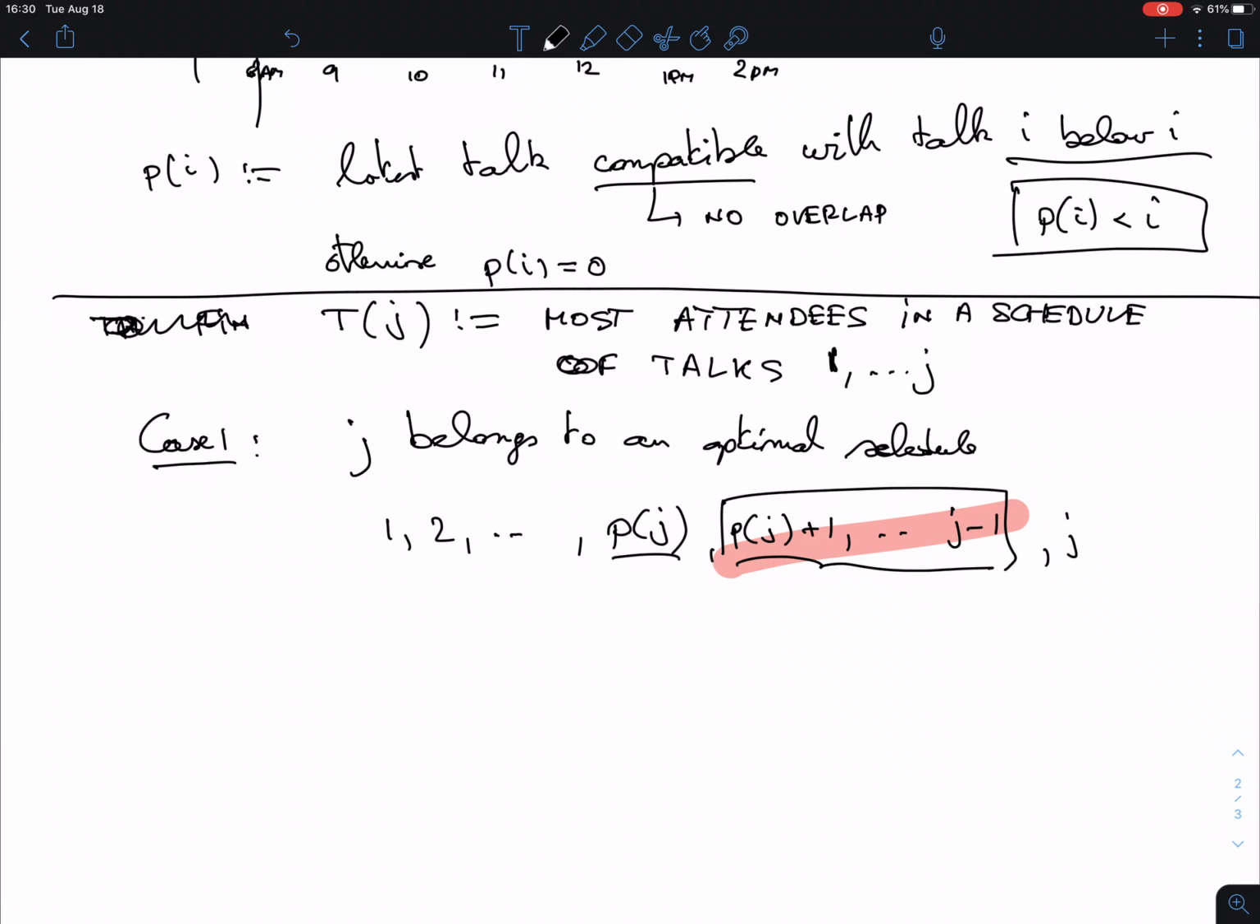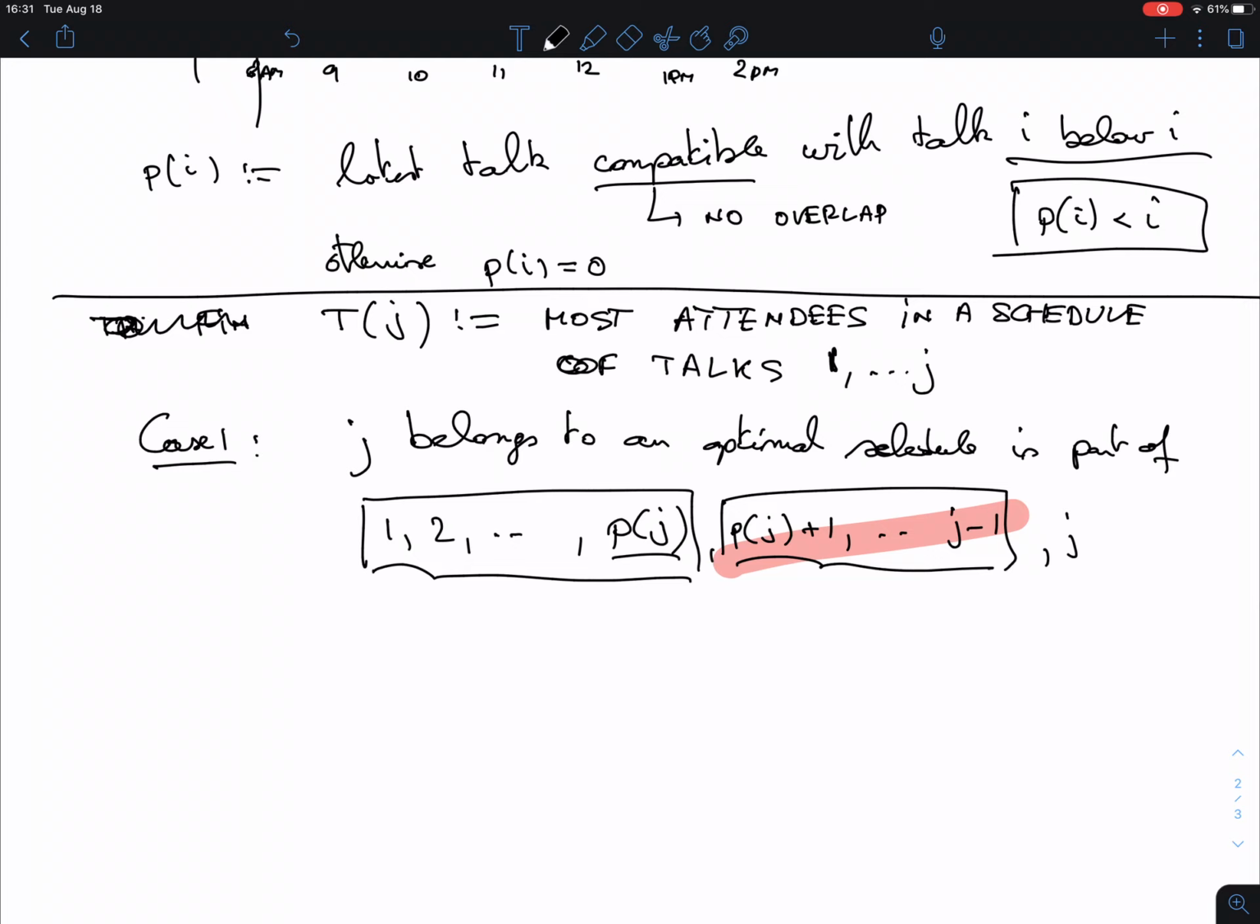Our optimal schedule must contain these talks together with that one, because we know that j is part of an optimal schedule. I'm not saying that all of these are part of an optimal schedule; the optimal schedule is part of these talks. This is where a sub-problem comes in. We have to find the optimal schedule for these talks, but by far that doesn't mean all of them, it means some of them.